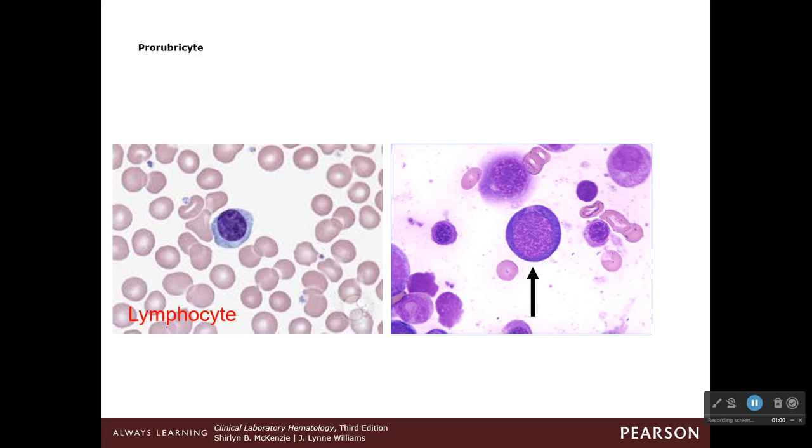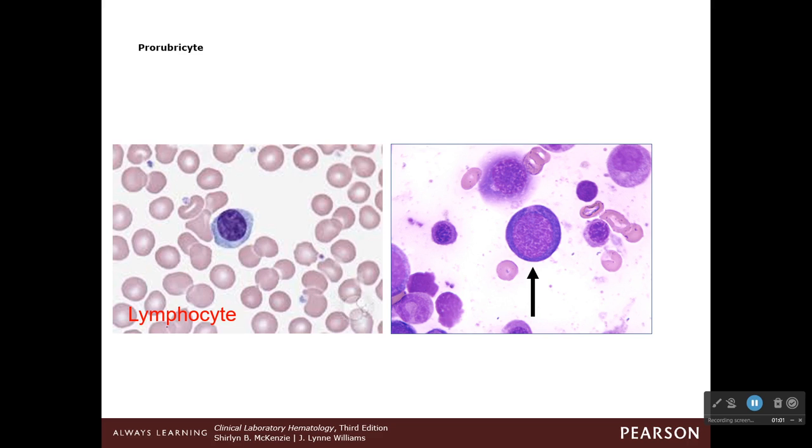And this is what one looks like. This is a prorubricyte, or a basophilic normoblast. In this case, you're still seeing the little halo. But look how the nucleus is getting smaller. So now we're seeing more cytoplasm than we did in that blast. Still going to have that little area that's not staining. And then look at the nucleus itself. We're starting to see some dark areas inside the nucleus, so you're starting to get some clumping, pushing up against each other. And then there's our lymphocyte again for comparison.